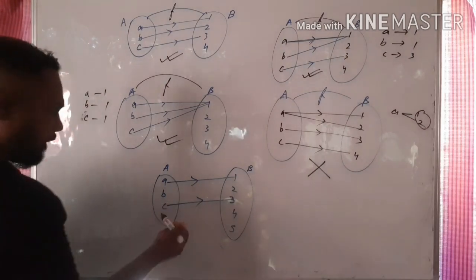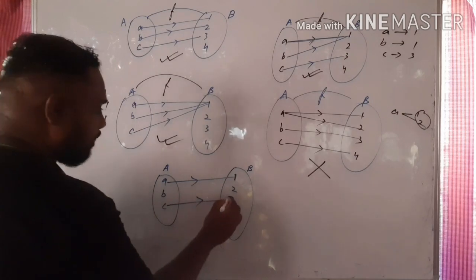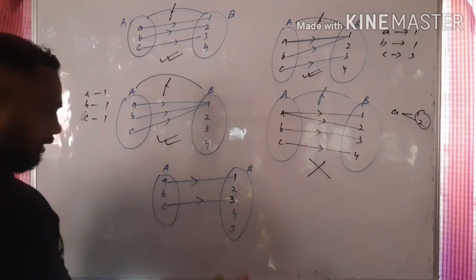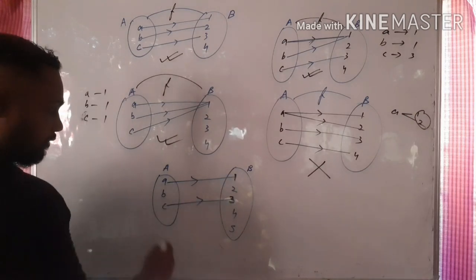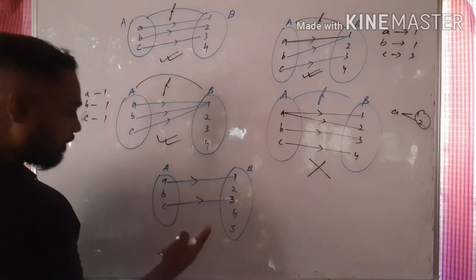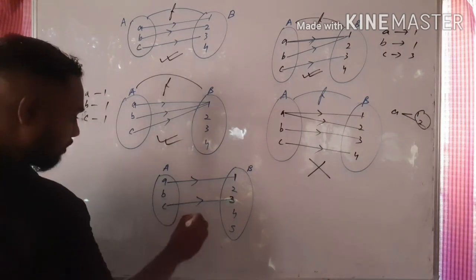Similarly, here you can see A is going to a single element 1. C is also going to a single element. Okay, but all the elements are not related. According to the definition of function, all the elements must be related, isn't it? So this element is left out, so it is not a function.